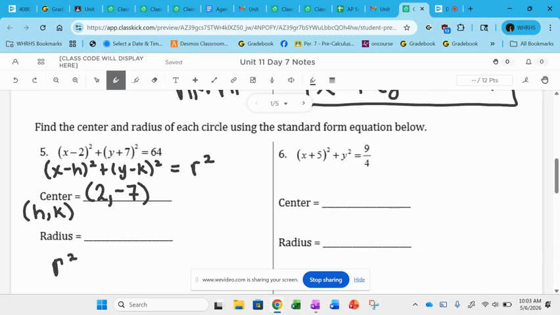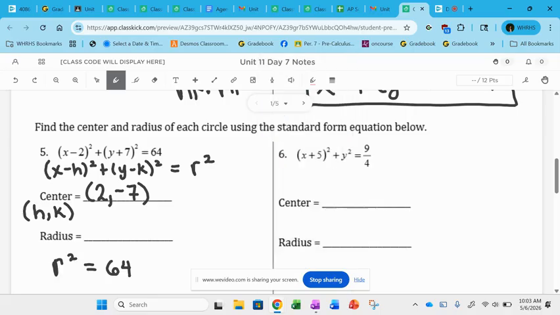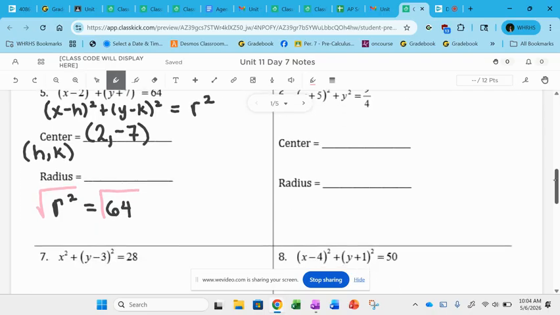My radius is not 64. My radius squared is 64. How do I find just the radius, do you think? If the radius squared is 64, I don't want the full squared. I want just the radius. Not divide by 2 because it's not saying 2 times r. To undo a square, does anybody remember what we have to take? Remember that square root? So what's the square root of 64? What number times itself gives me 64? 8. So our radius is 8.